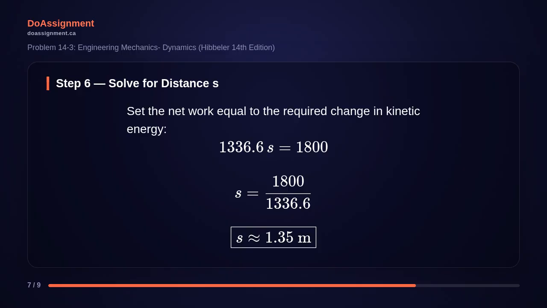Setting the net work equal to 1,800 joules and solving for s, we get s equals 1,800 divided by 1,336.6, which is approximately 1.35 meters. This is the distance the crate must slide to reach a speed of 6 meters per second.